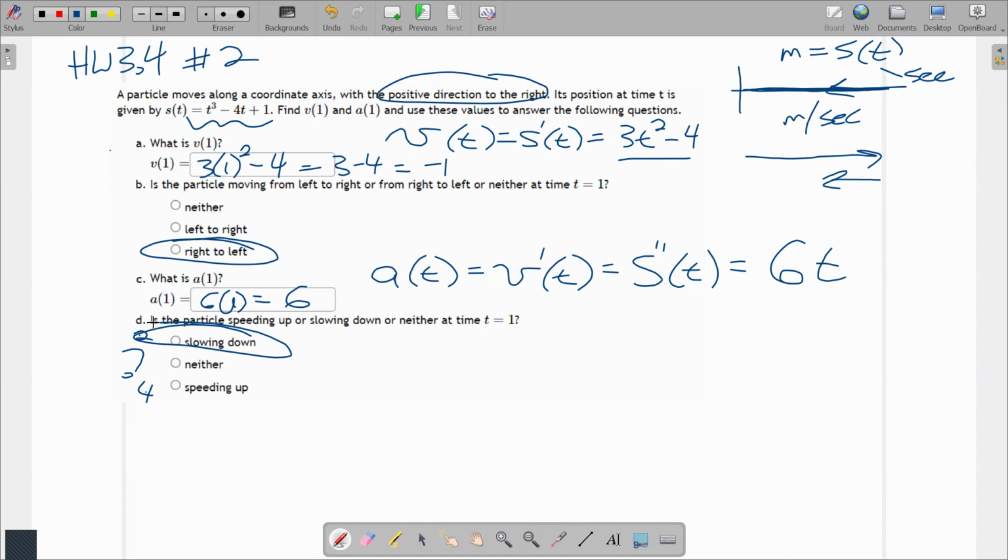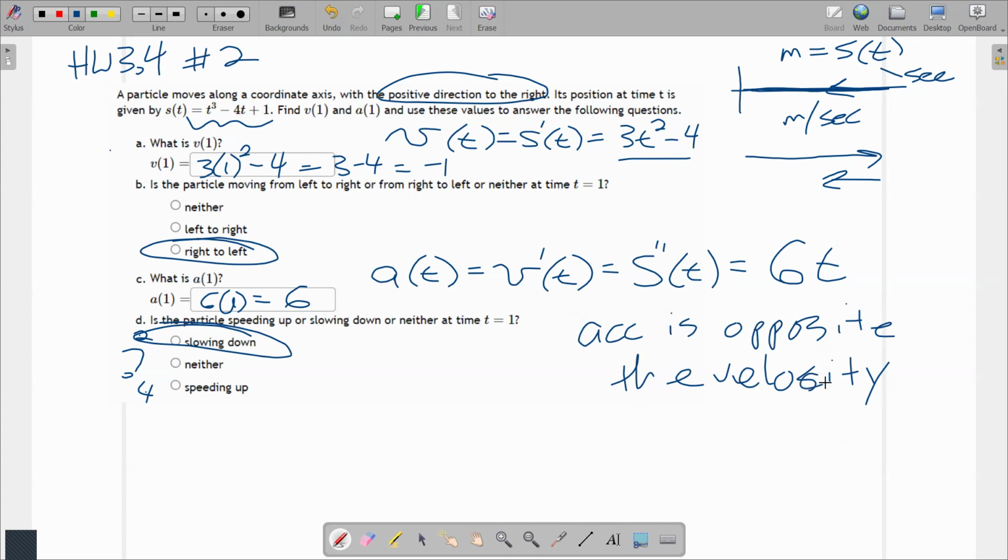To solve for D, we'd have to graph it to know. There's two ways to think about it. One way is to graph it to see that, oh, the slopes are getting shallower. So that means it's slowing down. The other way to think about it is that the acceleration is opposite the velocity. So if we found that the acceleration was negative there, then the speed would have been increasing, because the velocity is saying, yeah, keep going in this direction. And if it was zero, it would be neither.